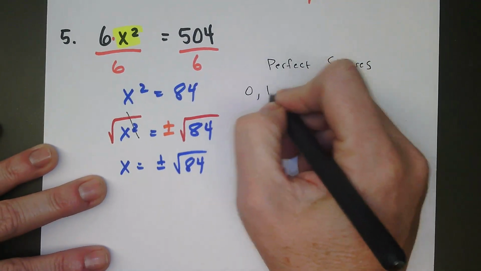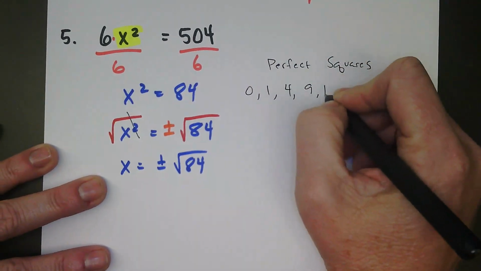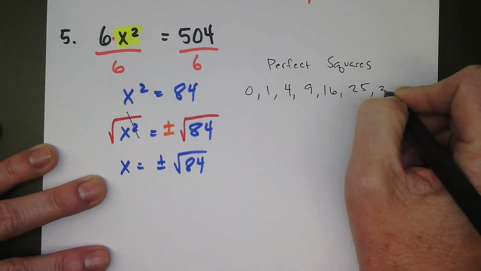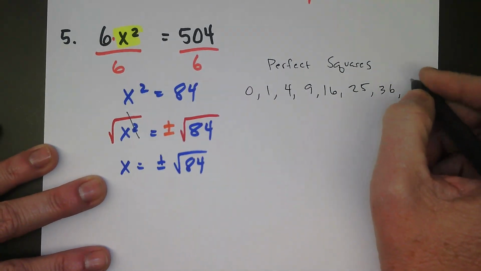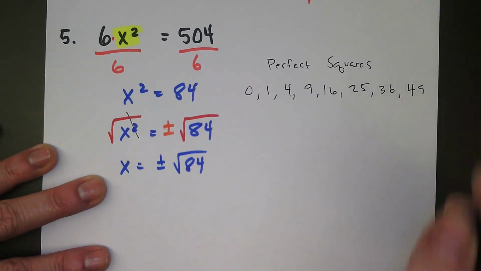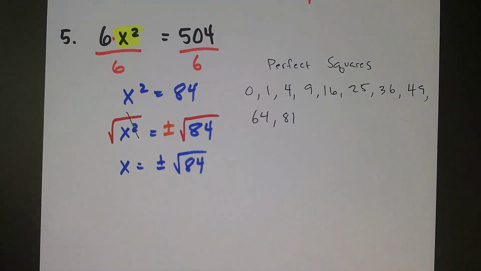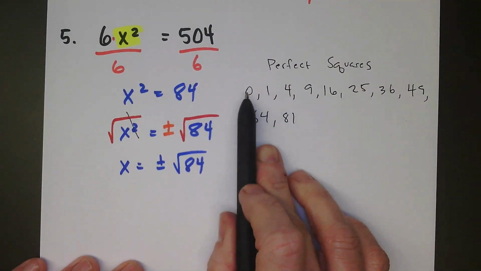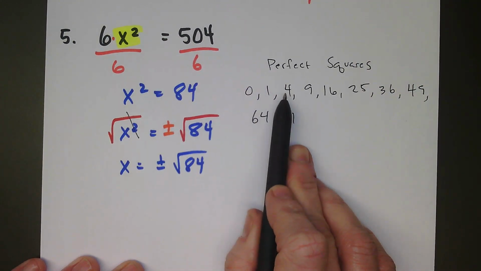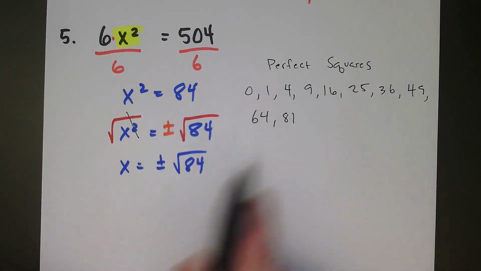1, 4, 9, 16, 25, 36. I hope I'm not skipping anyone because I'm doing it fast. 49, 64, 81. Okay, well, at that point, we've actually gotten as big as the number, so we don't need more. These come from, if you don't recall, a whole number squared. 0 times 0, 1 times 1, 2 times 2, 3 times 3, 4 times 4. These are all perfect squares.